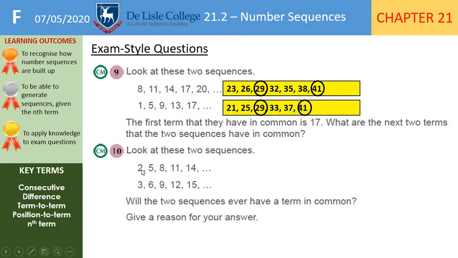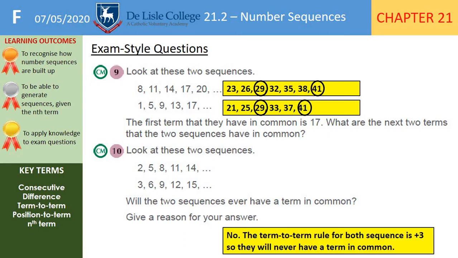Now if we have a look, we can see here we're adding 3 each time. And then here we're adding 3 each time. Now the misconception students make is they say, well, in both of the sequences you're adding 3, so of course they'll meet. But not if the starting point isn't the same. If you're adding 3 on each time from 2 and you're adding 3 on each time from 3, because you're always adding the same number and you haven't started from the same point, they will never have a term in common. And that's the ideal sentence.